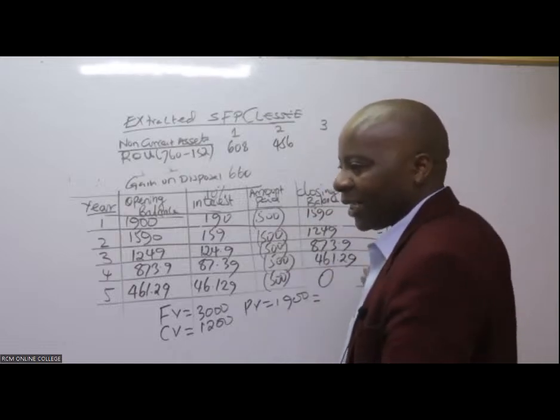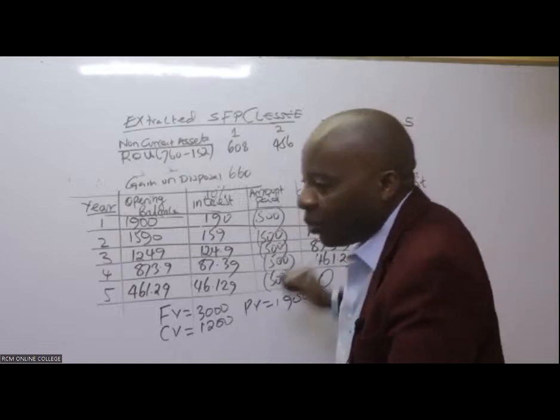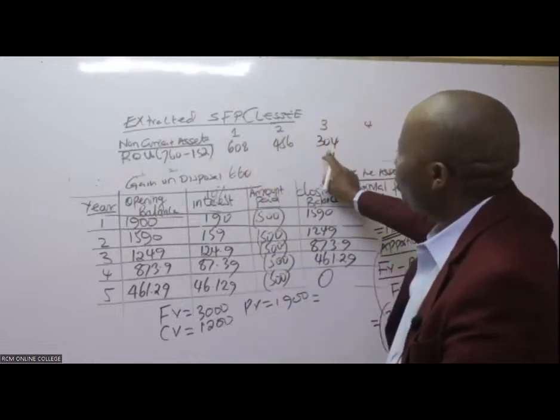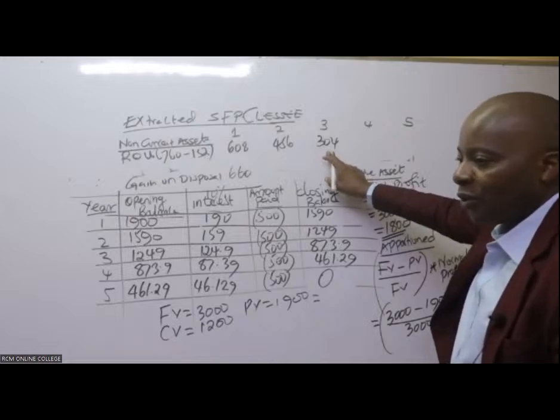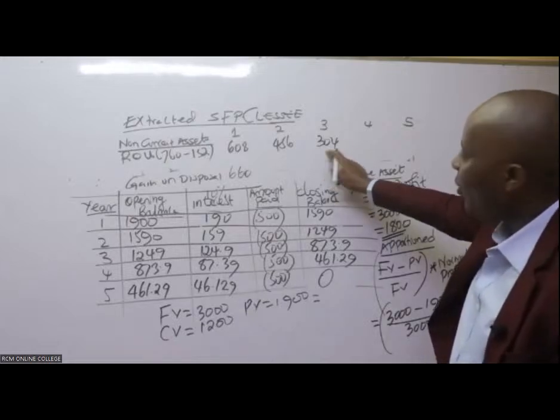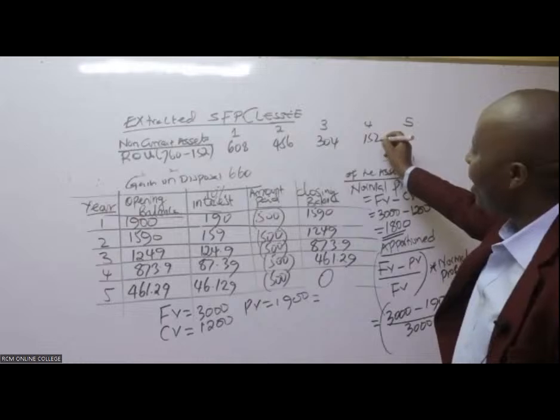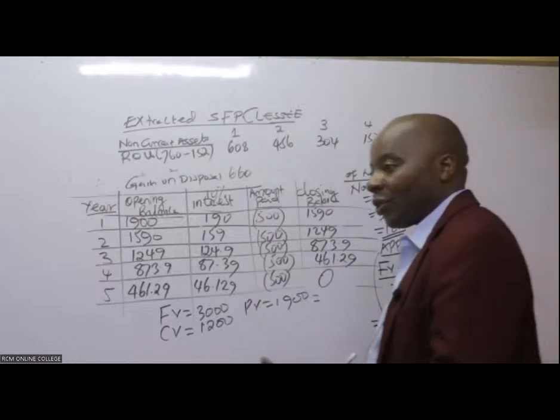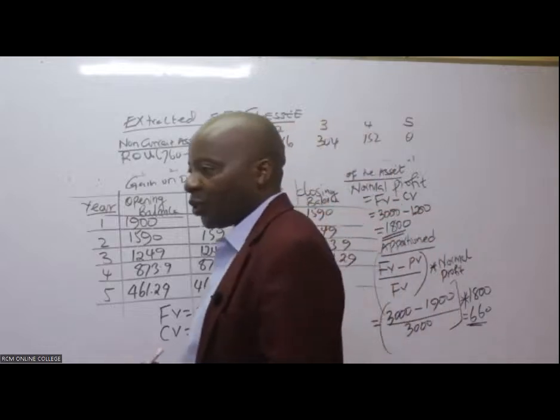Because we are depreciating the asset, we have 304. Then 304 minus 152 gives me 152. And then, of course, the last year must be 0, because the asset is being depreciated to 0. It's straight line.